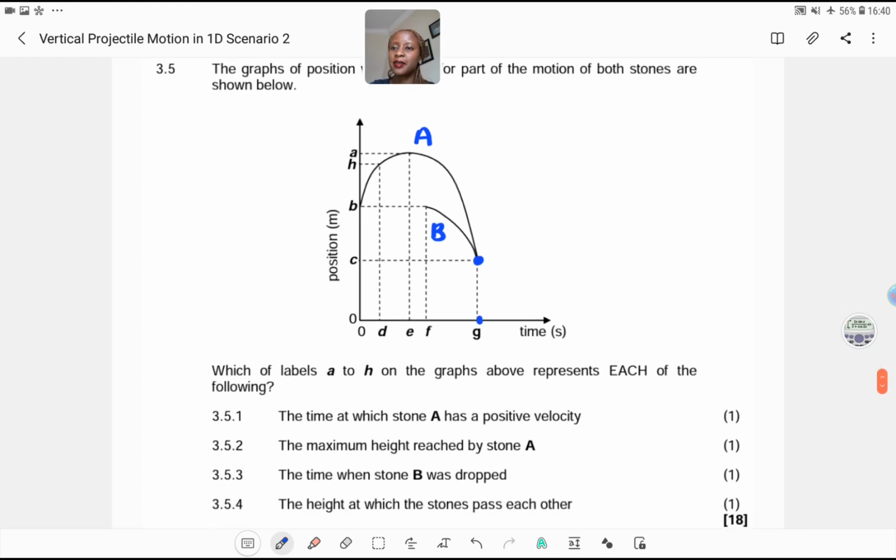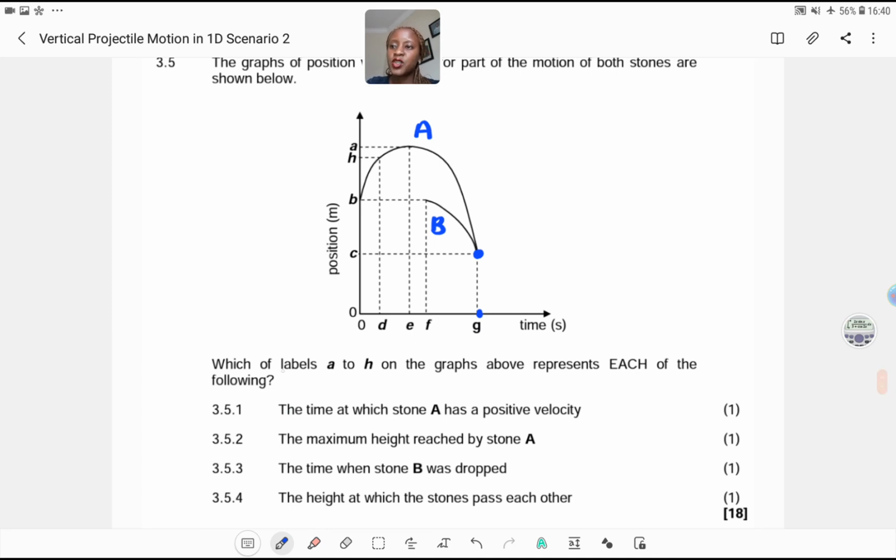So what are the questions saying? They want to know which of the labels A to H on the graphs above represents each of the following. The time at which stone A has a positive velocity. Remember we took downwards as positive, so if the motion was going up, it's negative. So this side, you have negative velocity, and on this side, you have positive velocity. So the time at which stone A has positive velocity, I would say is from E to G.